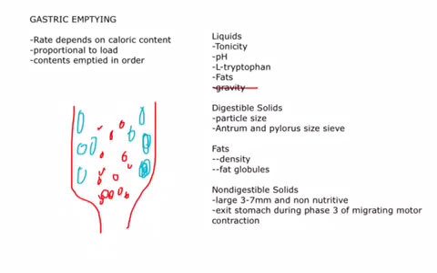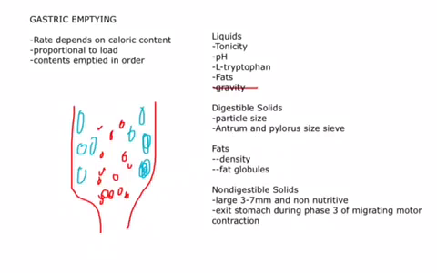Then we have the fats. Emptying is slower than liquid because of the density differences, and also fats form globules. If you look at water with fat on top of it, you see that they form these globules, these little balls of fat, where they're not letting water come through. And also lipid digestion in the duodenum slows emptying.